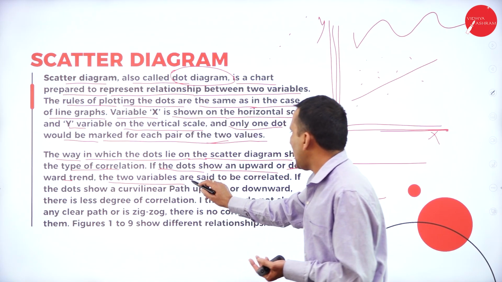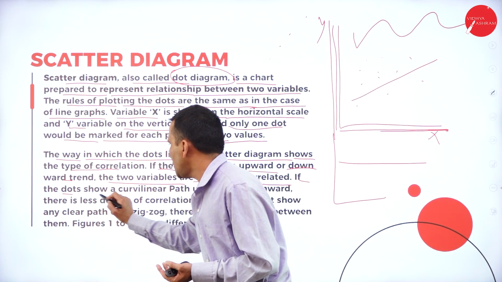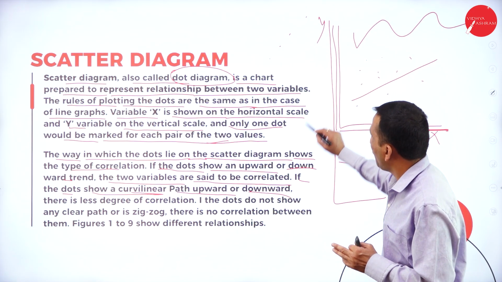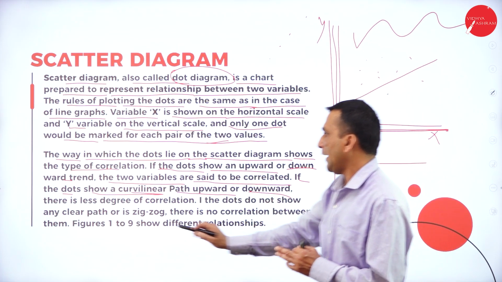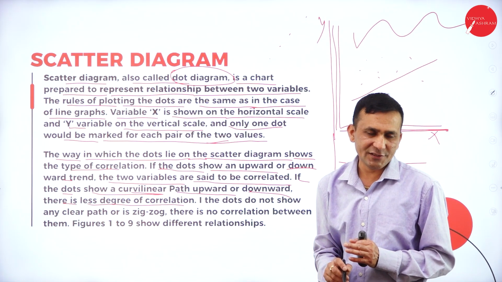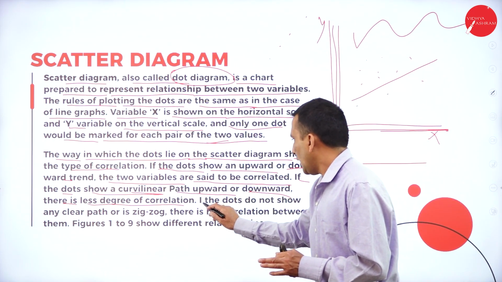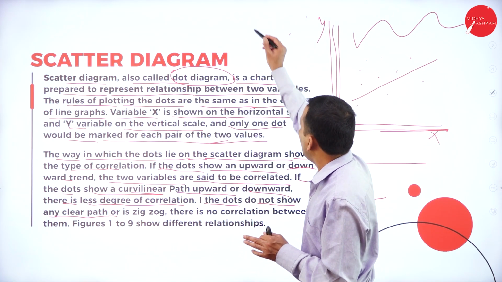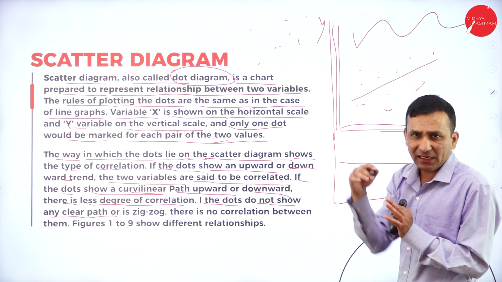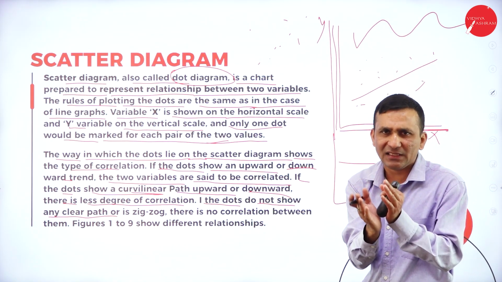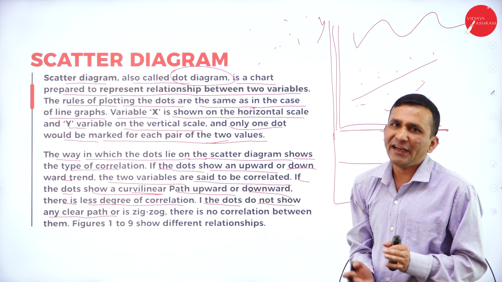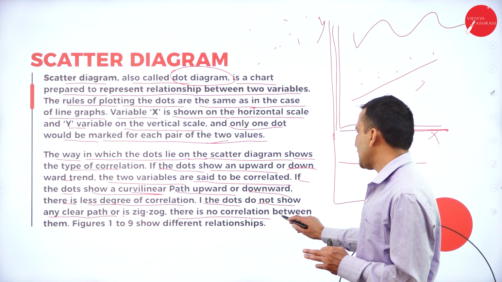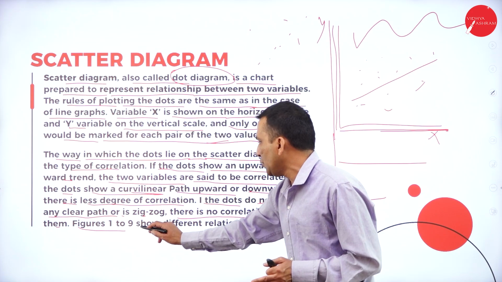Downwards. The two variables are said to be correlated if the dots show a curvilinear path, upward or downward, going in the right direction or left direction. Or there is a lesser degree of correlation, which we need to find out. If the dots do not show any clear path, somewhere like this, a completely scattered diagram, with the x-axis and y-axis going together, then we find there is a relation. Or zigzag, there is no correlation between them.